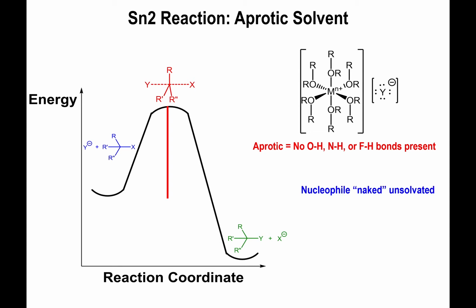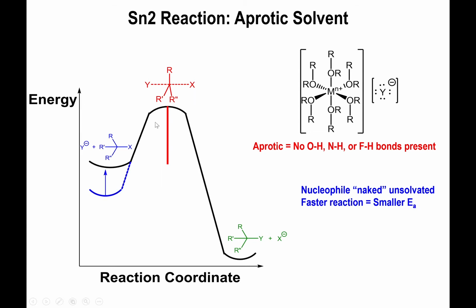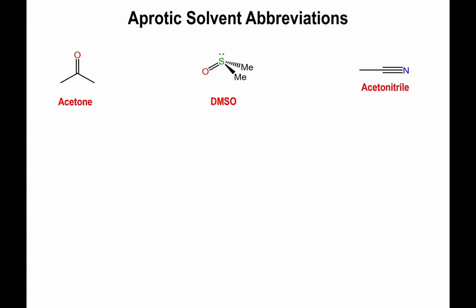And because the anion is naked, it doesn't have solvent stabilizing its charge, you have in essence raised the energy of the reactant, of the nucleophile. And this makes the reaction go faster because you have artificially reduced the distance of the activation energy. So in essence, aprotic solvents are key aspects of your Sn2 reaction.